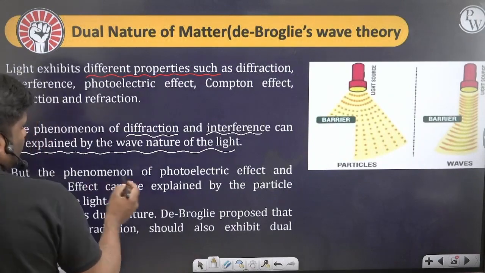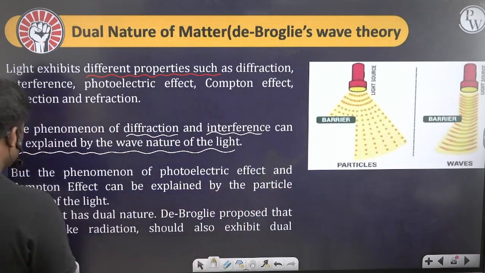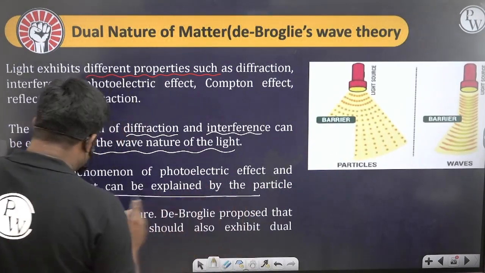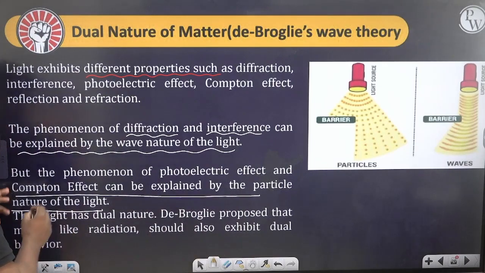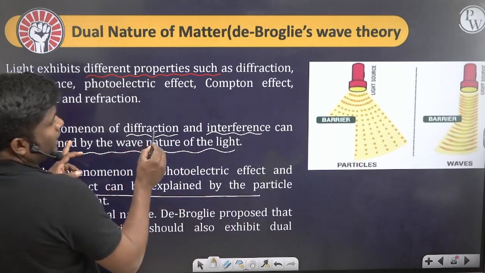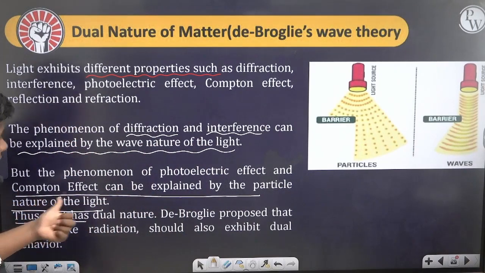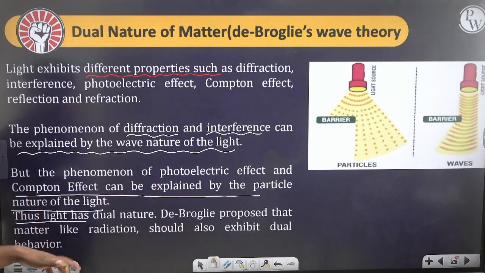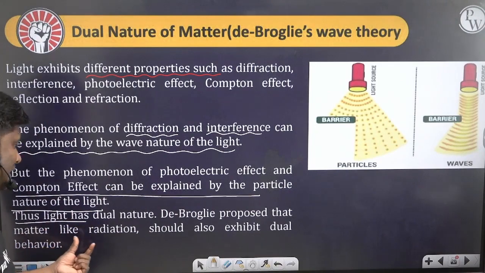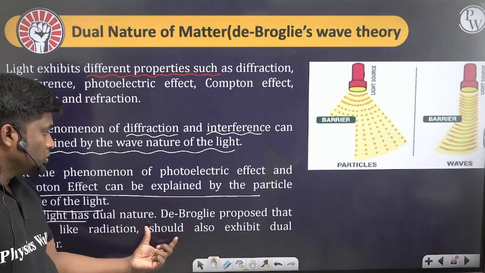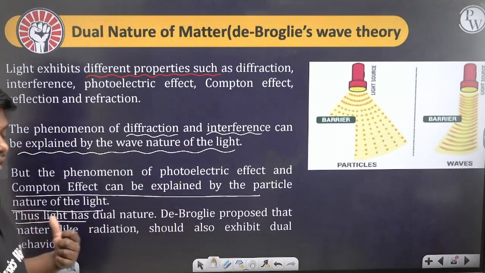The phenomena of photoelectric effect and Compton effect can be explained by the particle nature. So wave nature explains diffraction and interference, and the Compton effect and photoelectric effect are explained by the particle nature of light. Thus light has dual nature. De Broglie proposed that matter, like radiation, should also exhibit dual behavior.